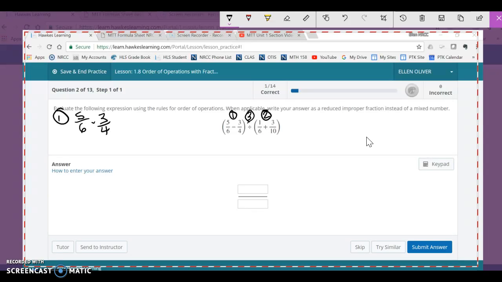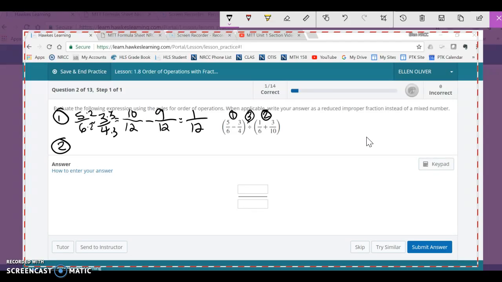And I remember when I add and subtract, I have to have a common denominator. I can use the ladder method if I don't know off the top of my head that the common denominator is 12. 6 times 2, so 5 times 2. 4 times 3, so 3 times 3. 10 minus 9 is 1. So there's the answer to part 1.